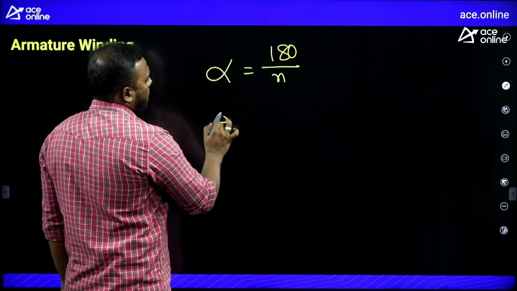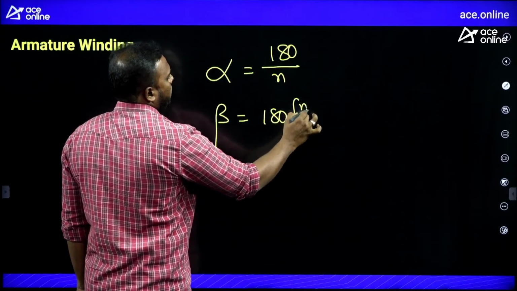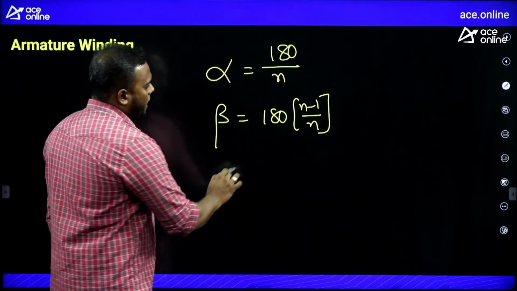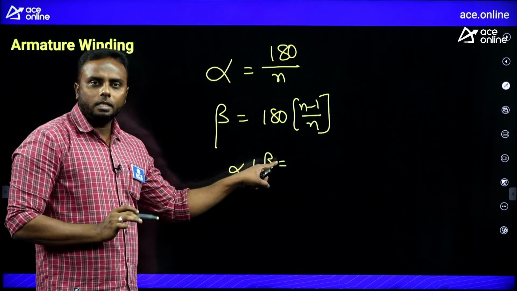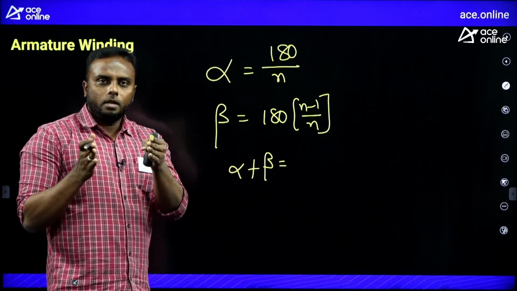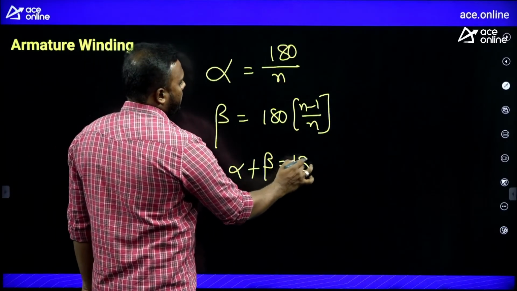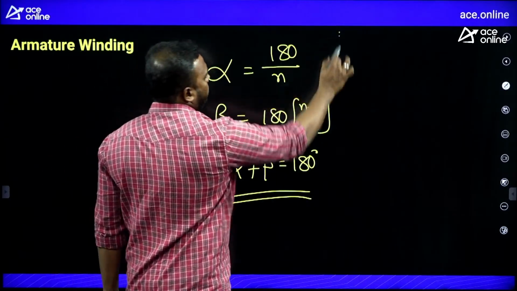And coil span beta is equal to 180 into (n minus 1)/n. This is the coil span, beta we call. The sum of these two, alpha plus beta, where alpha is the short pitch angle and beta is the coil span. Coil span means the distance between 2 coil sides. That sum of alpha plus beta is always 180 degrees. Okay, and this is from short pitch winding.